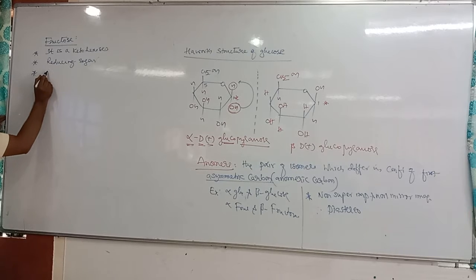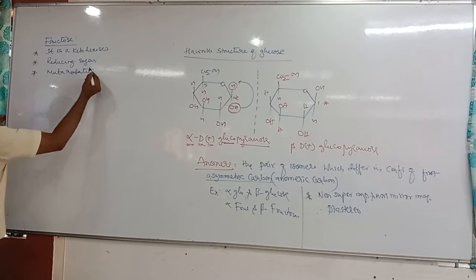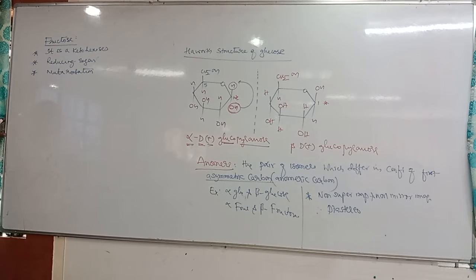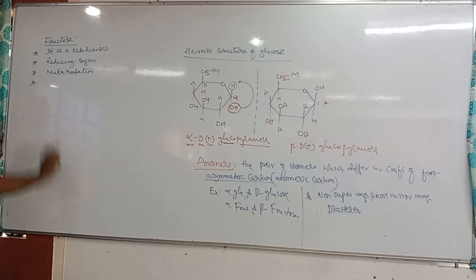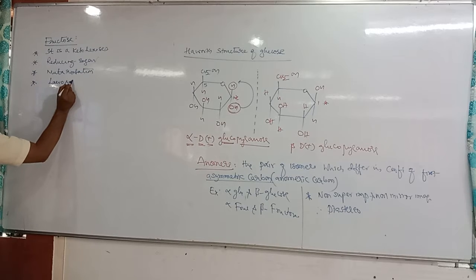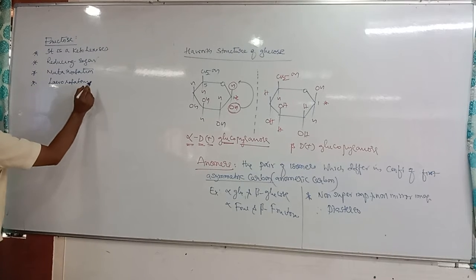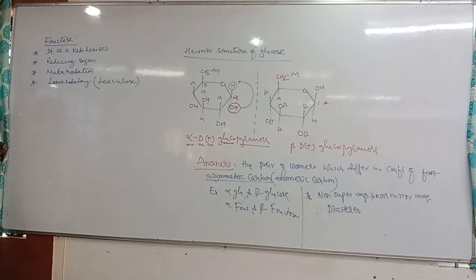And it can show mutarotation. Mutarotation we'll study in this class only. Usually if it is reducing, it can show mutarotation. There is a link. So therefore it shows mutarotation. Next, tell me, is fructose dextro or levorotatory? It is levorotatory, hence it is called levulose. Glucose is a dextrose, but this is a levulose.